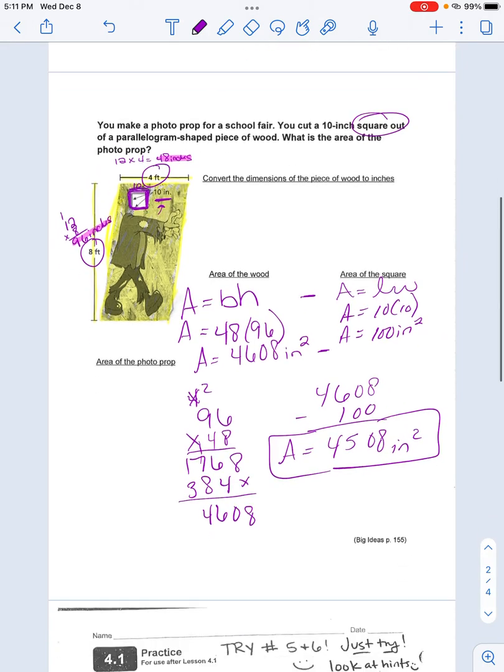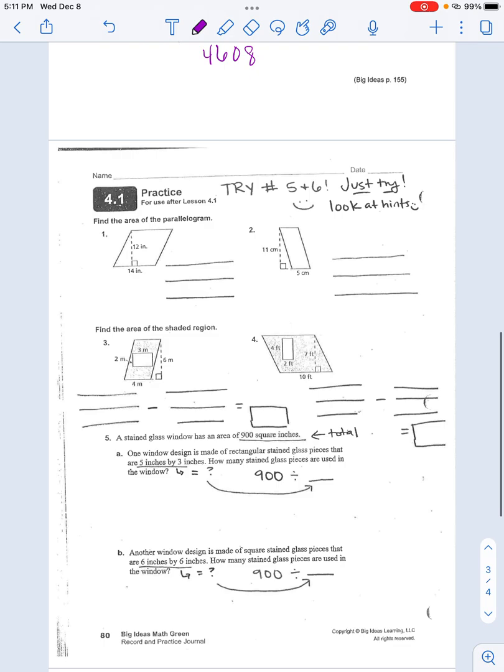Now for your assignment. What I would like for you to do is to pause the video and do numbers 1 and 2, and then unpause, and then we'll do the rest together.